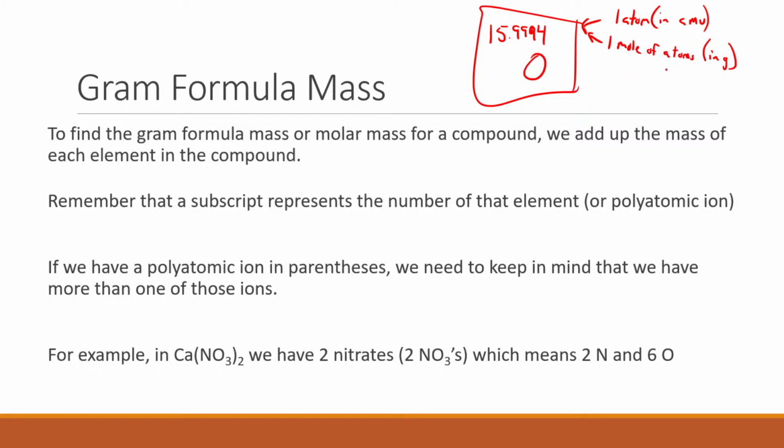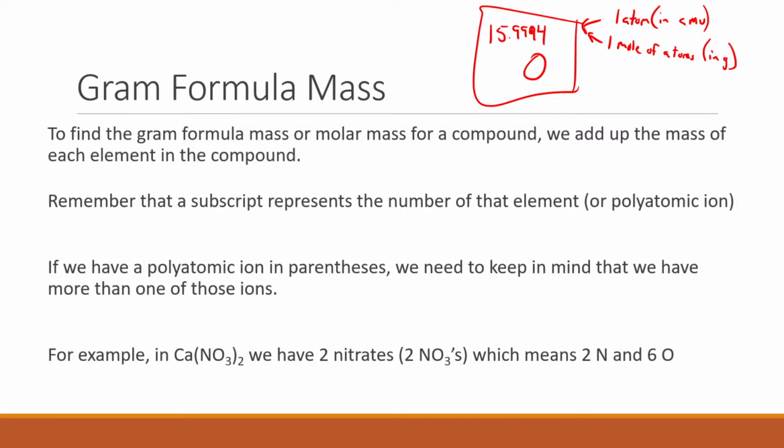It's different for everything. Just like I say a dozen people, or a dozen pencils, or a dozen puppies, or a dozen donuts, or a dozen eggs. All those things are different. A mole means a number. It's 6.02 times 10 to the 23rd. That's the only thing that equals a mole.